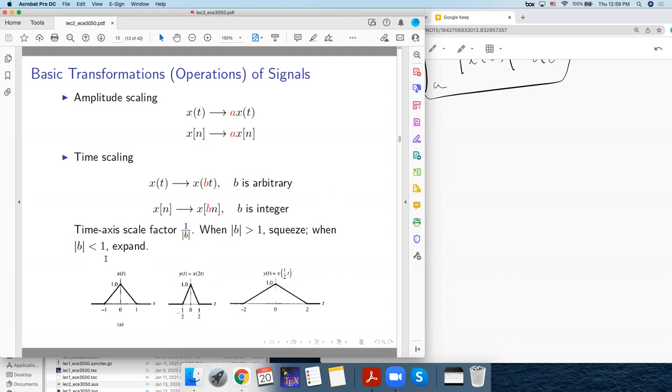On the other hand, if the magnitude of this scaling factor is less than 1, then the time axis will be expanded. Looking at this example, this is x. We are scaling the time variable t by the factor 1/2. Now this factor is strictly less than 1. So the resulting effect is that this signal will be expanded over the time axis. The scaling factor is 1 over b, and now b is 1/2. So 1 over 1/2 gives you a time scaling factor of 2. That means the time axis will be expanded by 2 times.